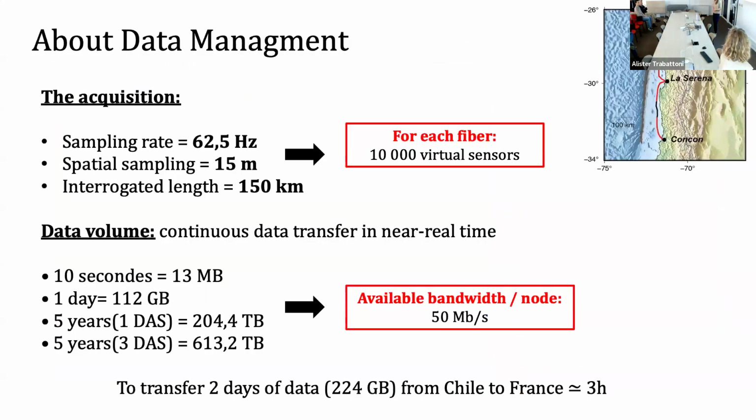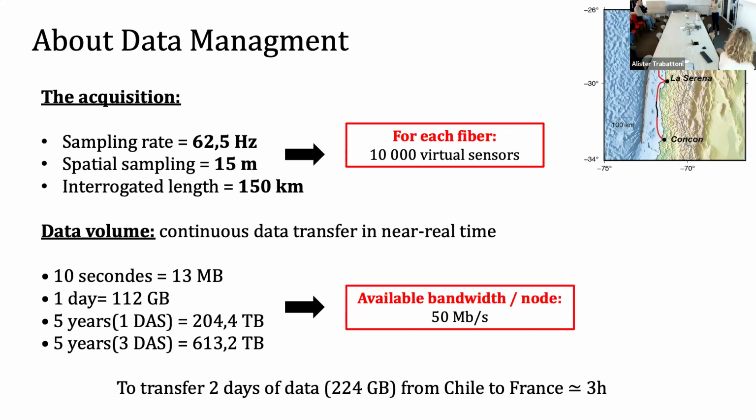Also, one of my tasks in the group is to manage data. The 3 DAS units are continuously recording data right now, and the sampling rate is 62.5 Hertz. The spatial sampling on the fiber is one virtual sensor every 15 meters, over an interrogated cable length of 150 kilometers for each cable. So for each cable it means more than 10,000 virtual sensors and a huge amount of data per cable.